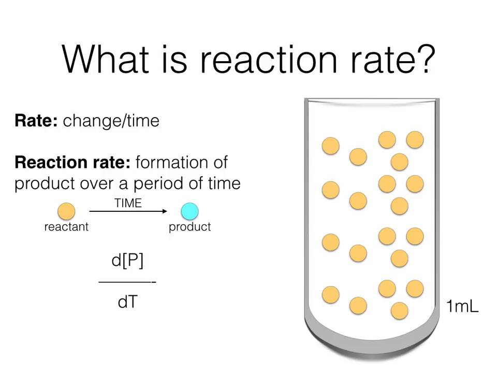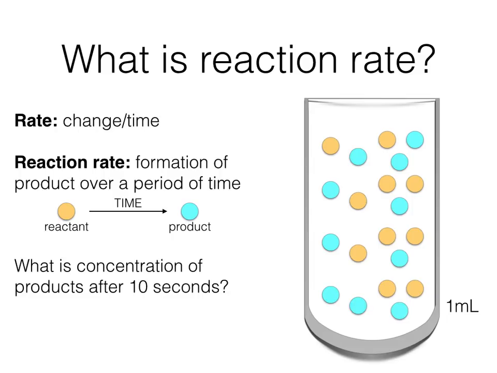Say for example, we have here a 1 ml test tube and contained within it are the yellow particles, which stand for the reactant. Let's see how many products will be formed after a given time. The concentration of products that will be formed at a given time corresponds to the reaction rate. So we have here 10 particles of products produced in 10 seconds. We can say that the reaction rate is 10 particles per ml per 10 seconds, or the reaction rate is 1 particle per ml per second.